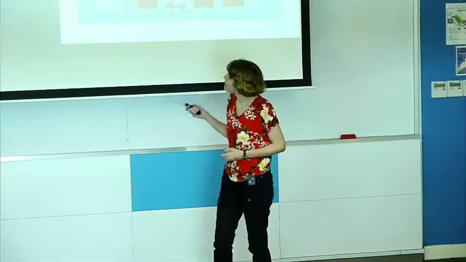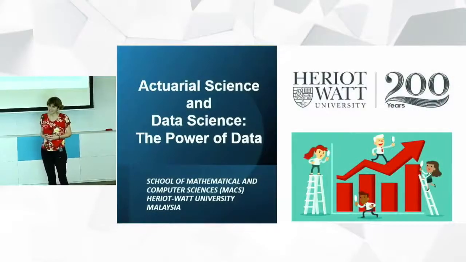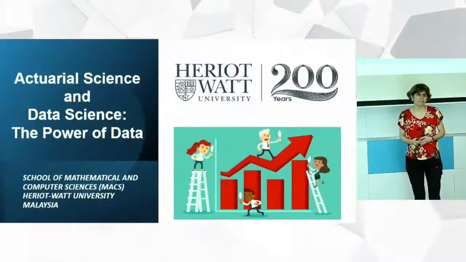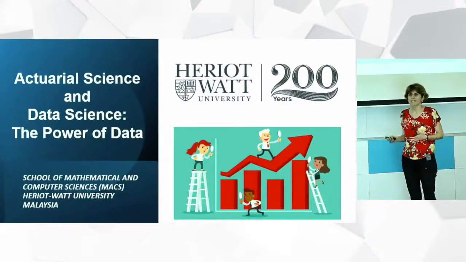So this talk is about two programs that we offer in the School of Mathematical and Computer Sciences and Department of Actuarial Mathematics and Statistics. These two programs are Actuarial Science and Statistical Data Science. And I named this the power of data because many students and many people ask, what is the difference between actuarial science and data science?